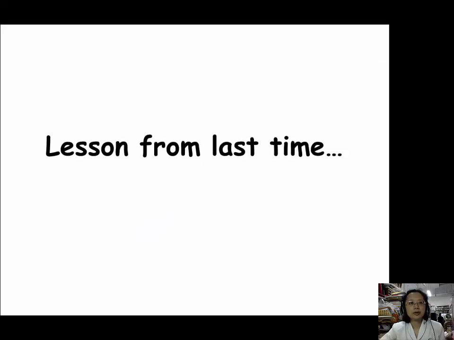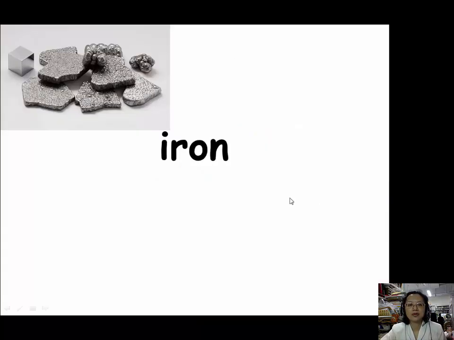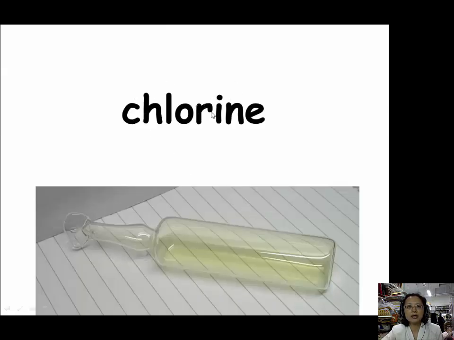Today we are going to proceed to the third part of lesson 17. But first, we still need to review what we learned last time. For iodine, we have one prefix, iodo. For iron, we have three prefixes, ferro, F-E-R-R-O, ferri, F-E-R-R-I, and sidero, S-I-D-E-R-O. When we want to talk about chlorine, we have one prefix, chloro, C-H-L-O-R-O.